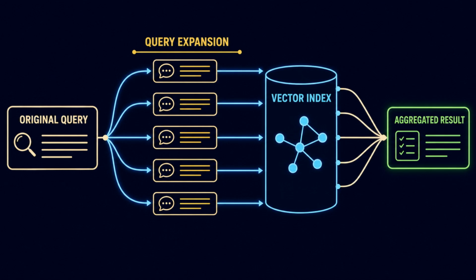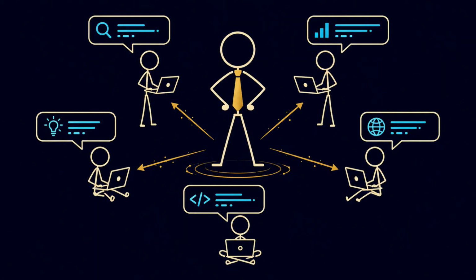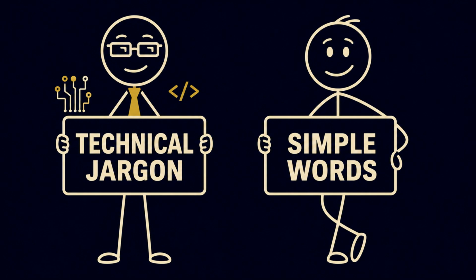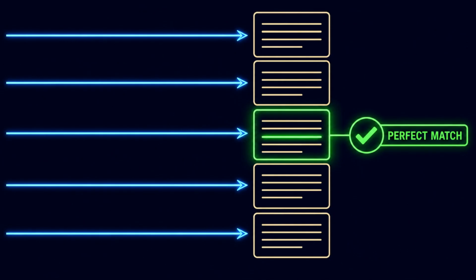Query expansion goes further. Generate 5 different phrasings of the same question. Search all 5, then merge the results. Like asking 5 friends to independently search using their own words. One uses jargon, one is casual, and between all 5, you are way more likely to hit the document that happens to use that exact phrasing.